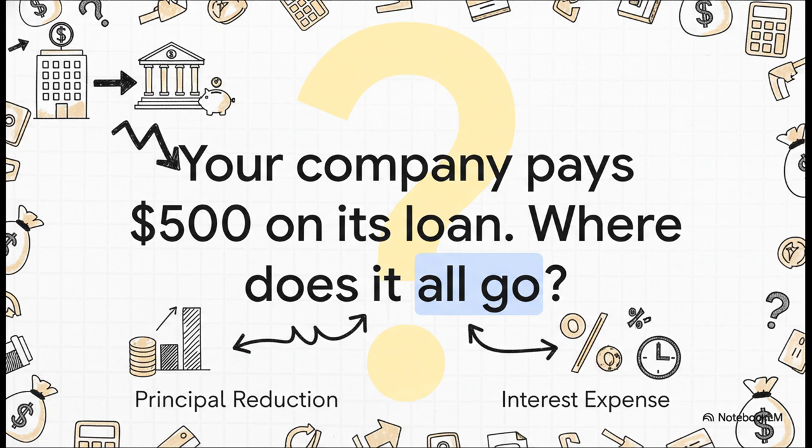So the real question for any accountant or any manager is this. Of that $500 payment, how much of it is actually paying down the debt on your balance sheet and how much of it is getting recorded as an interest expense on your income statement for that period? Because if you get that split wrong, you're not just messing up your numbers, you're distorting your company's profitability and making it look more or less in debt than it truly is.